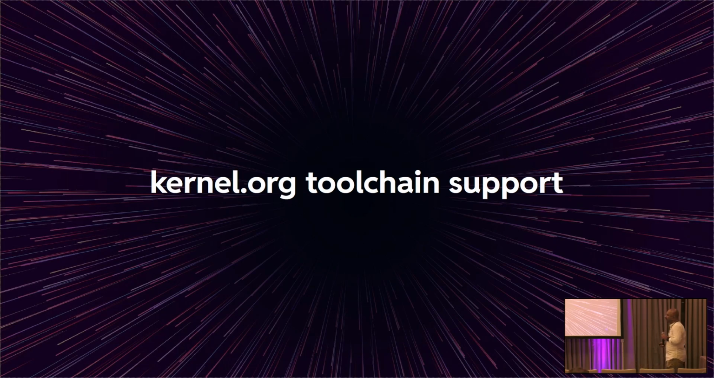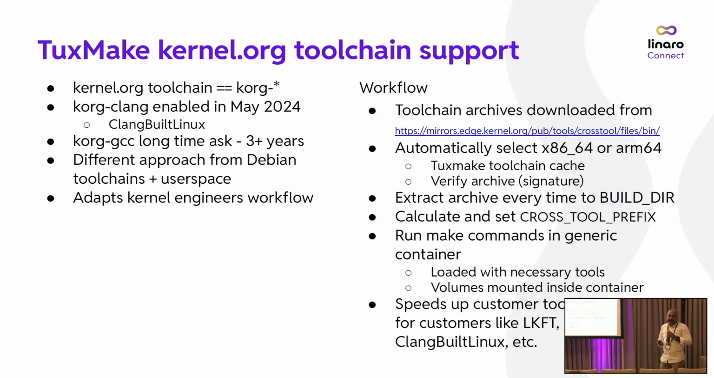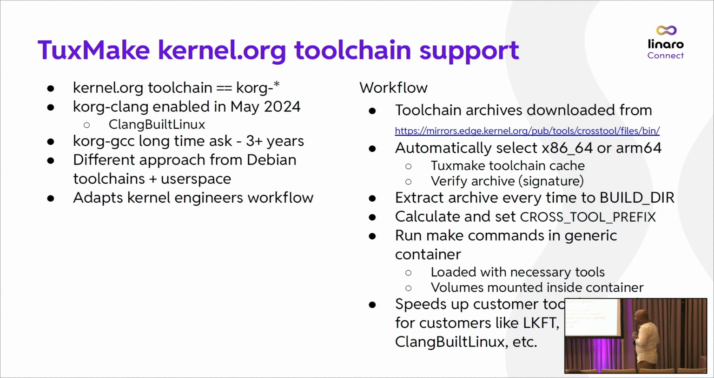So the first one is the kernel.org toolchain support. As I said, we can build for different kinds of toolchains as part of TuxSuite. Kernel.org provides these toolchains, specifically the GCC toolchains and also LLVM toolchains, which have been published at that URL, that is mirror.ch kernel.org cross tools. So here we have these toolchain binaries that are being published by kernel.org.